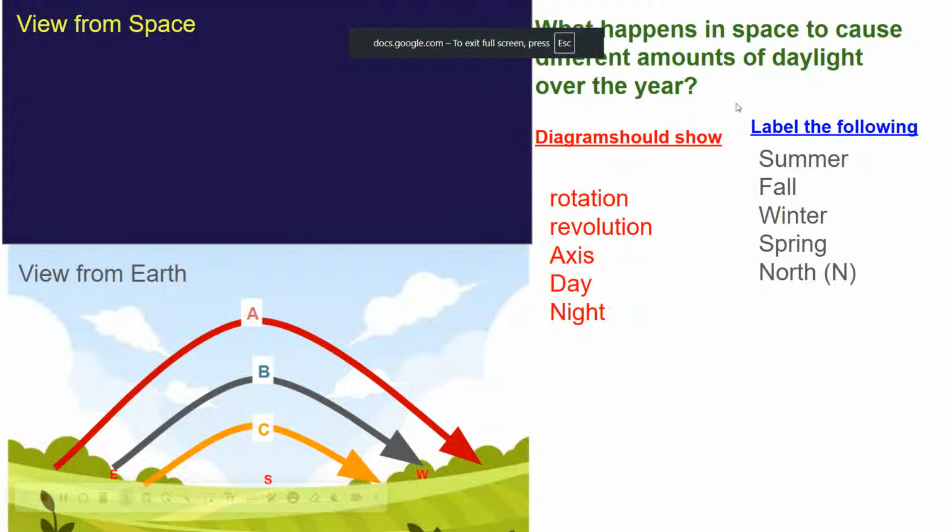Okay, this video is to help you think about how to answer the question, what happens in space to cause different amounts of daylight over the year? So we spent a lot of time collecting sunrise and sunset data, and we made diagrams with the path of the sun. That was our view from Earth. Then we did Gizmos data to see what's happening in space to cause this.